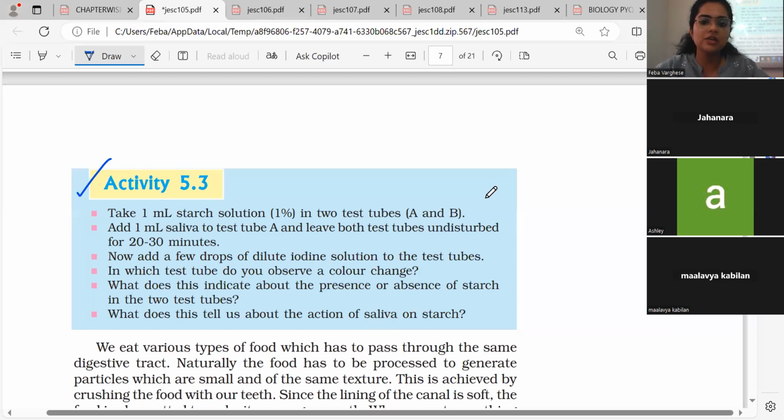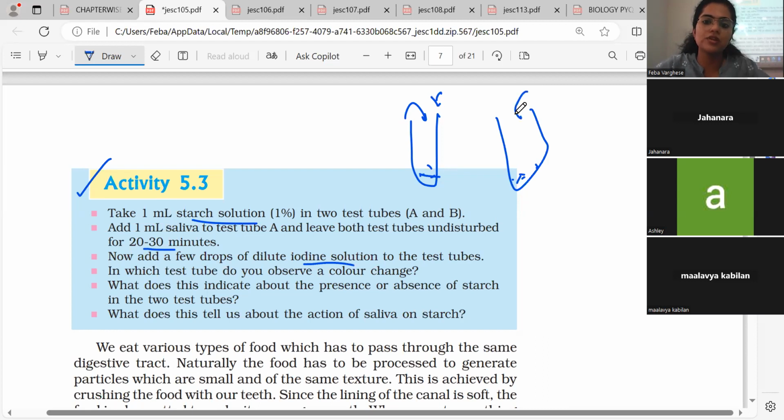So the activity is that you take two test tubes, A and B, and then what do you do? In both the test tubes, you add 1 ml of starch solution. And then what do you do? In one of the test tubes, you also add saliva. Okay. And then? You leave it for about 20 to 30 minutes. And after some time, you add iodine solution to both the test tubes.